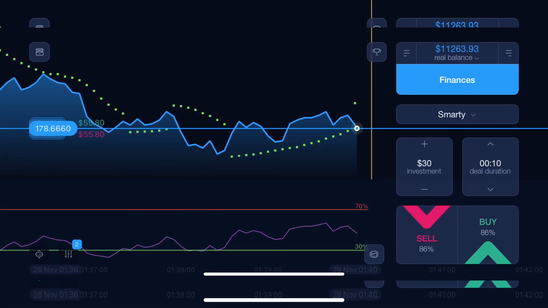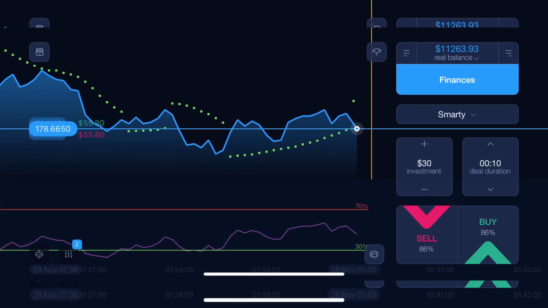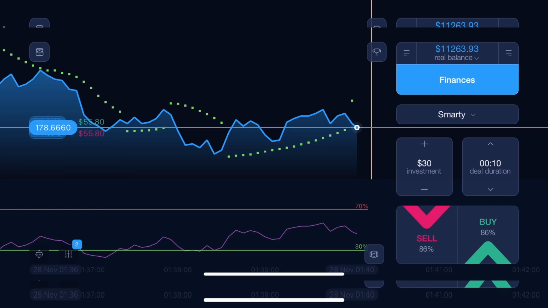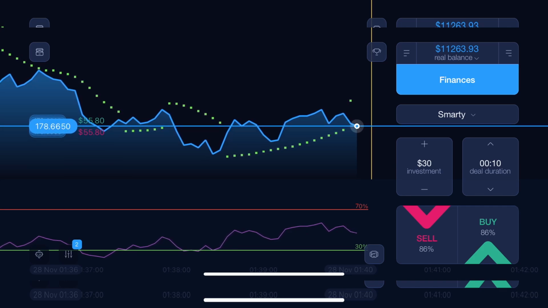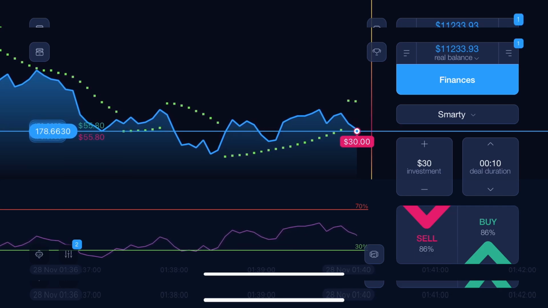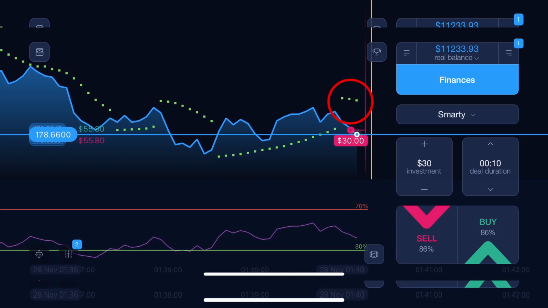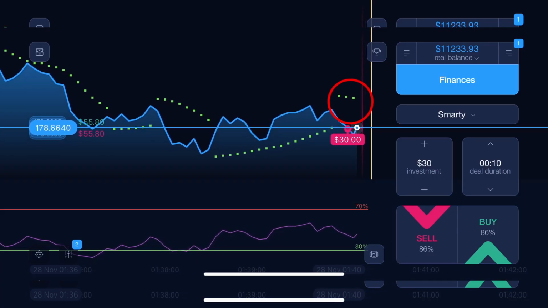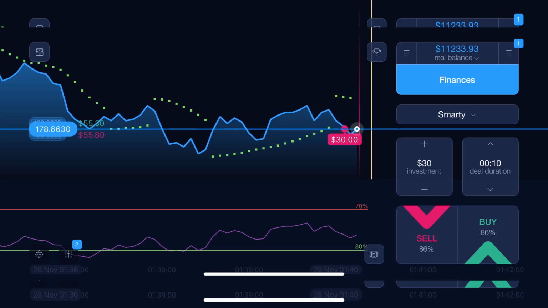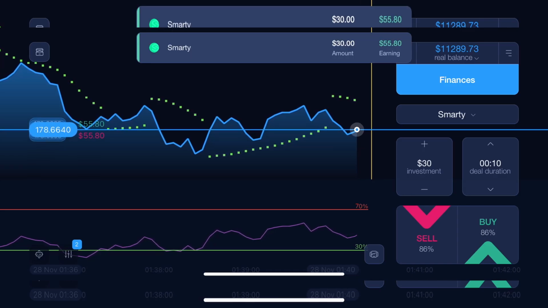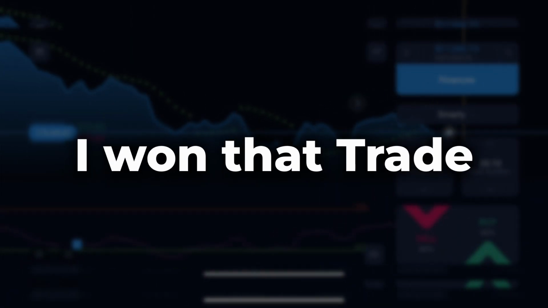Here we can see that the market has continued on an upward trend for a while, and now changing for a downward trend. We can predict this as a strong sell signal, since the downward trend was also displayed by the parabolic SAR indicator. Because of this, I will place a $30 sell trade on the market. I won that trade as well.